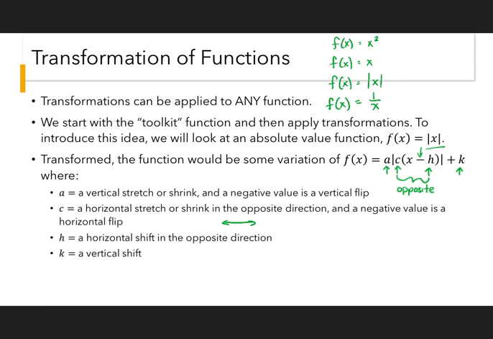The C value, again, does the opposite of what it looks like. So a C value of 2 isn't going to make it wider, it's actually going to shrink it by a factor of 2. A C value of 1/2 isn't going to make it skinnier, it's going to make it wider.